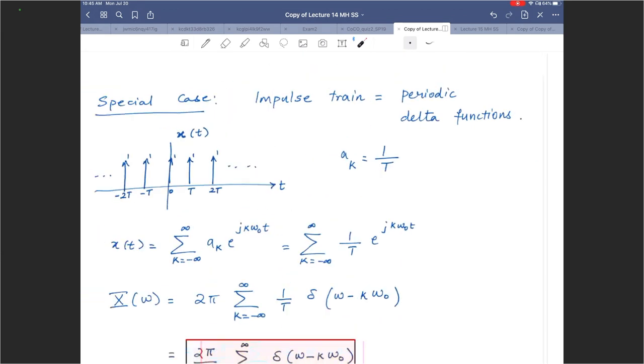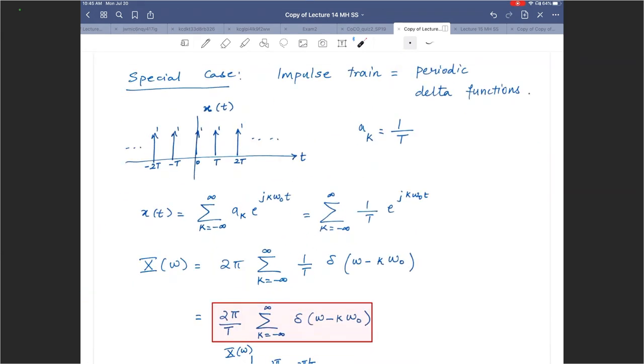Next, we have a special case. The special case is the impulse train. So our periodic signal that we are considering here, x of t, is a train of impulses. It's a periodic signal with a period of capital T, and the weight of each impulse at 0, plus and minus T, plus and minus 2T, and so on is 1. We know from earlier that the Fourier series coefficients of an impulse train are simply a_k equals 1 over T, and this is for all k.